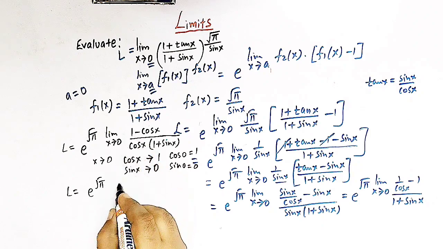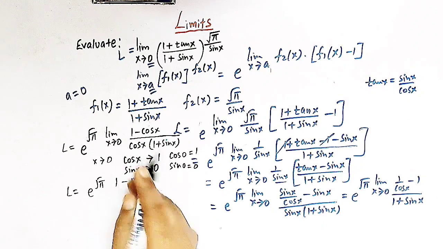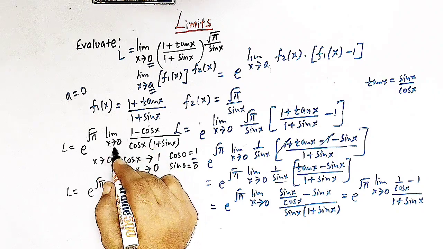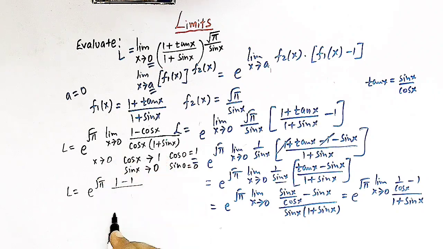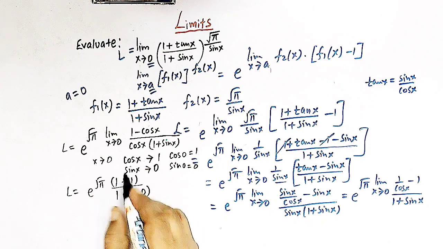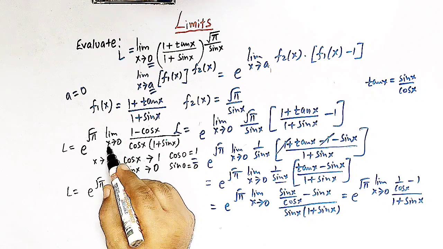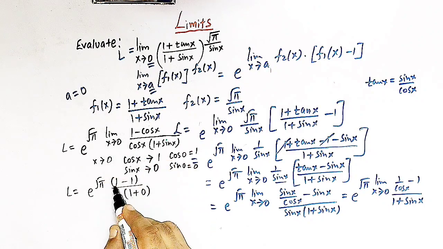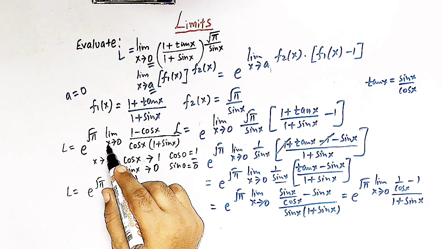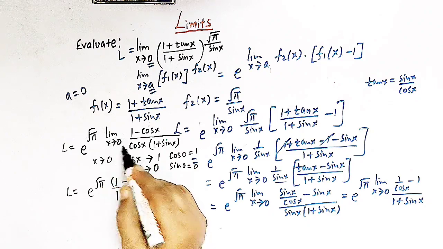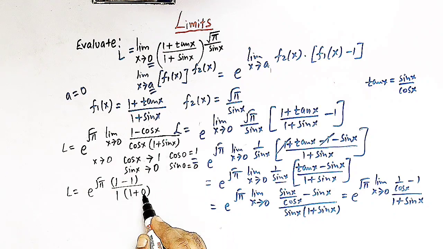So now we can write this limit L as e raised to square root of pi, and see here we have 1 minus 1, because limit x tends to 0, cosine x is 1, and here we have again 1 and 1 plus 0, right? So what we have done here: limit x tends to 0, cos x is 1, so we have 1 minus 1, and limit x tends to 0, cosine x is 1, and limit x tends to 0, sine x is 0.